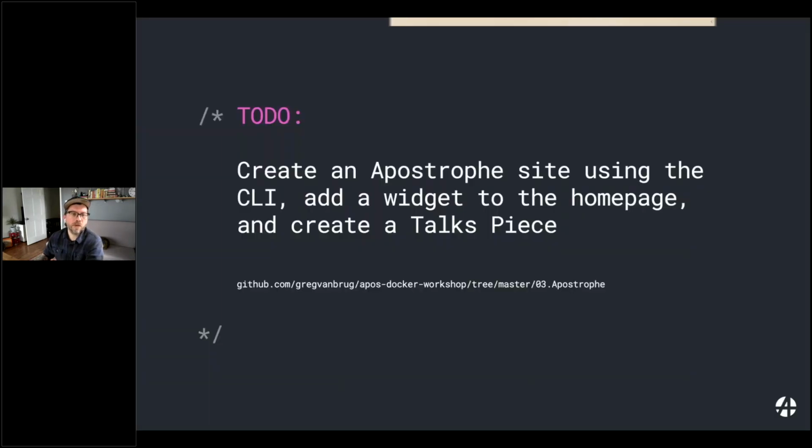So the next thing we're going to do is create a default Apostrophe site using the CLI. We'll add a widget to the homepage, and then we'll create a talks piece. For this, I would recommend using the repository if you're not already.